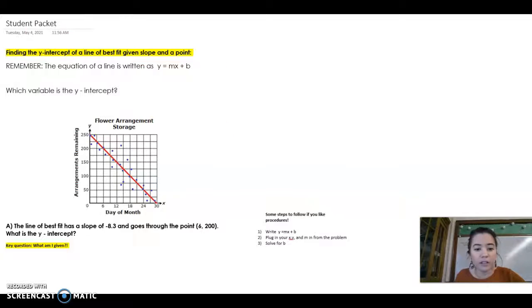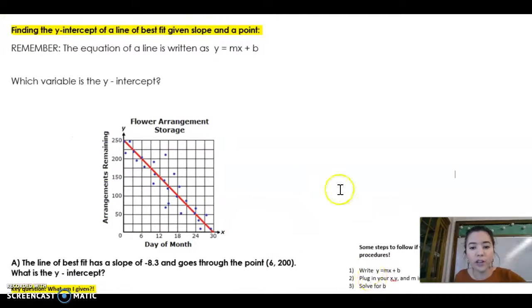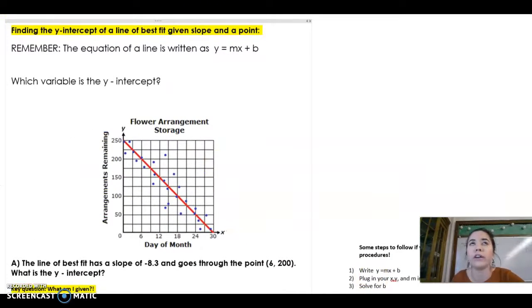All right, hello. So yesterday in class, we worked on finding the slope to our line of best fit when I gave you 2 points. So we just had to calculate the slope, and then we practiced more on describing what our slope represents. Am I increasing? Am I decreasing? And then making sure we included our x per our y.